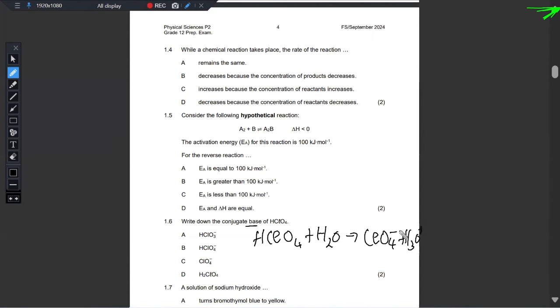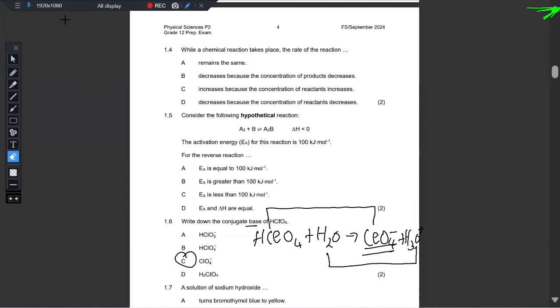Right. So looking at this, this would be the acid going together with its conjugate base, and this would be a base going along with its conjugate acid. So which one matches up with the options here? That's C, ClO4 minus.